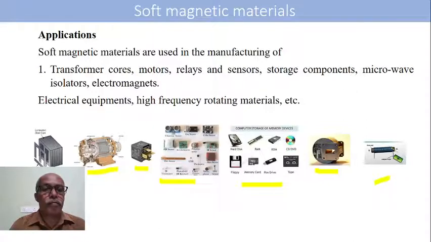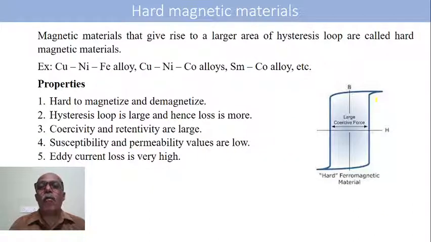electromagnets. These electrical equipments have high frequency and rotating materials. They are also used in the electrical equipments and high frequency rotating materials. So these are the few applications of soft magnetic materials. Now coming to the hard magnetic materials, almost reverse what we have studied in the soft magnetic materials.